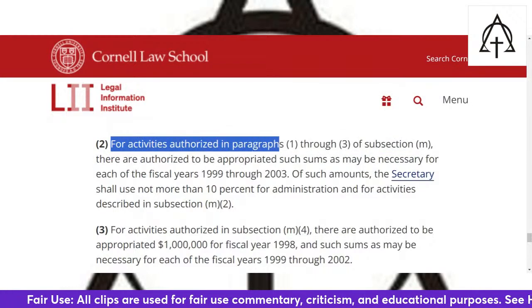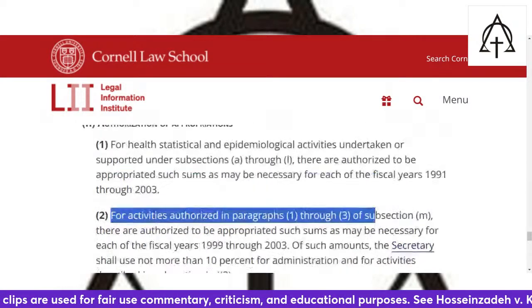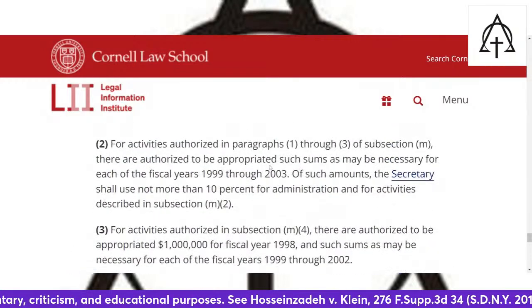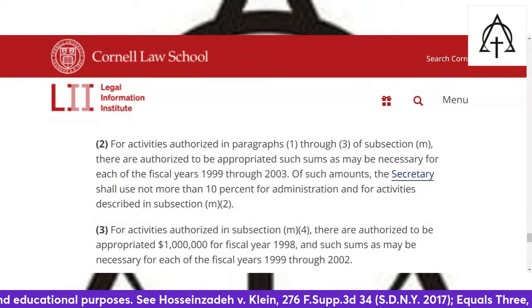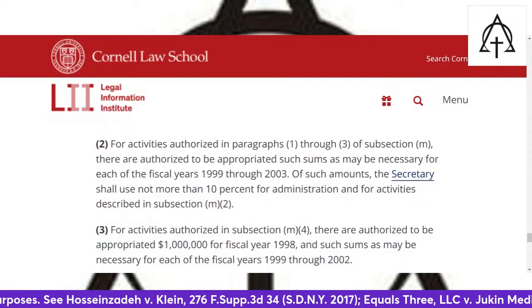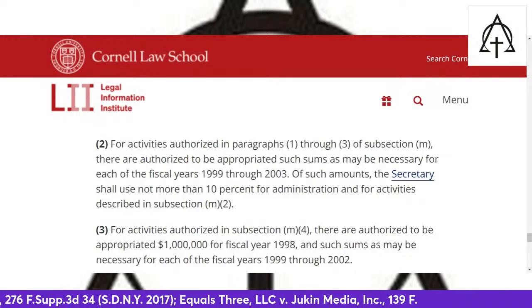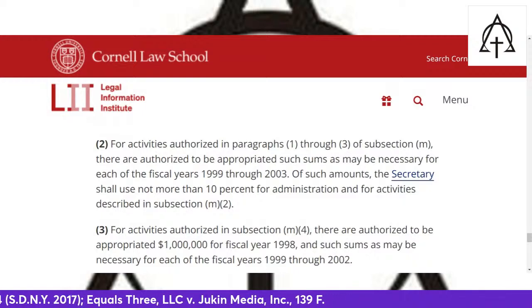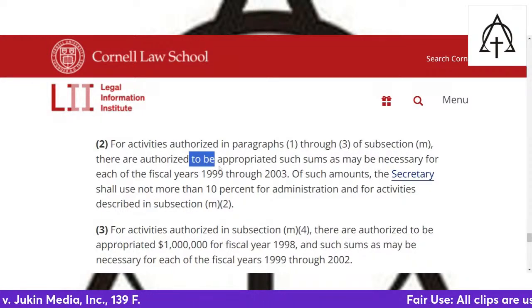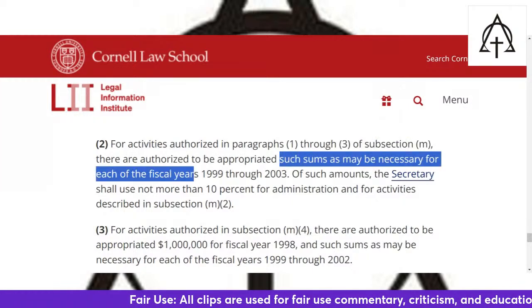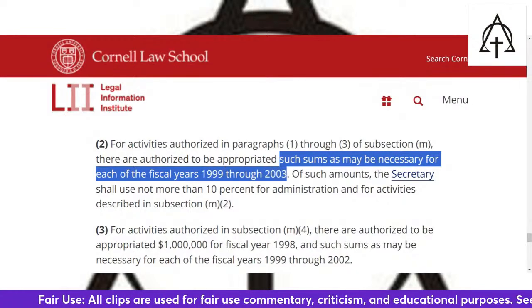For activities authorized in paragraphs 1 through 3, that does sound like it's a little outdated too, doesn't it? But I assure you, this is current. This is as current as it gets, folks. For activities authorized in paragraphs 1 through 3 of subsection M, there are authorized to be appropriated. That's to be appropriated yet. Not appropriated, but to be appropriated. Such sums as may be necessary for each of the fiscal years 1999 through 2003.